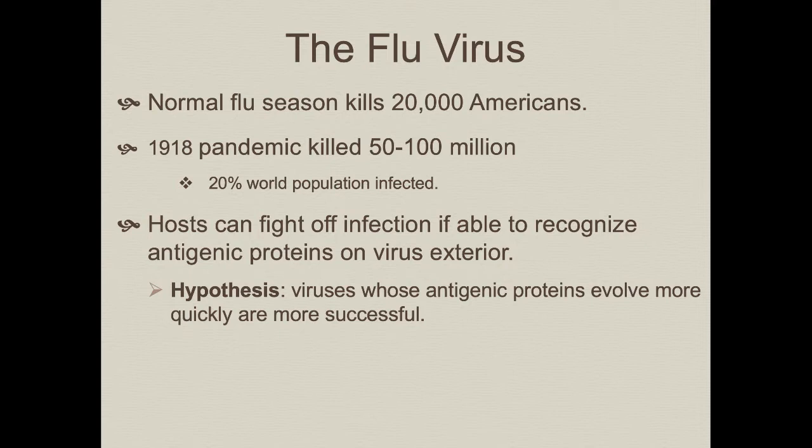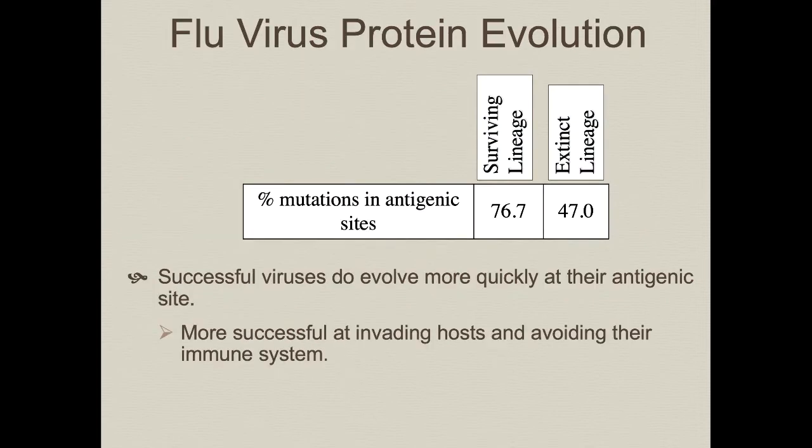population. So there's been coevolution between humans and influenza viruses, and hosts can fight off an infection if they're able to recognize the antigenic proteins on a virus exterior. Now that recognition comes from a previous infection. So, in the coevolution between humans and the virus, any virus whose antigenic proteins evolve more quickly are more likely to be able to hide from a human's immune system if they've been previously exposed to an influenza virus. So we would predict that a successful virus would evolve more quickly at these antigenic sites.